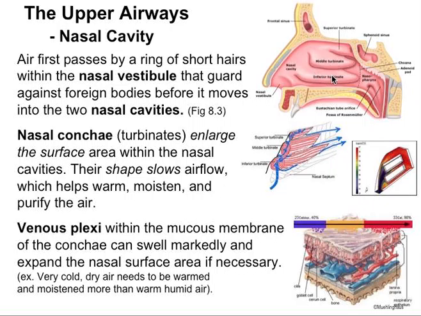And the nasal conchas are turbinates, and what they do is they enlarge the surface area within the nasal cavities. They shape and slow the airflow, which helps warm, moisten, and purify the air. And so those are pretty important.